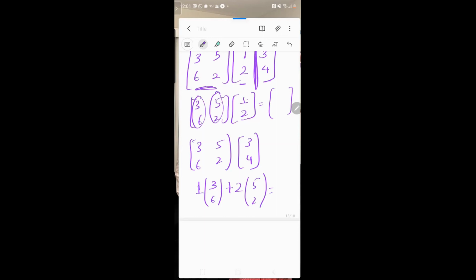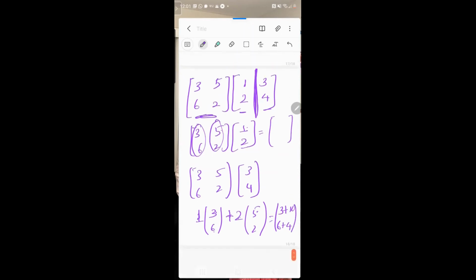Now the way this goes is, you're supposed to multiply this 1 to this 3. So you get 1 times 3 as 3. Then you're supposed to add this 2 multiplied with this 5, that's 10, right? Yeah. So then you multiply this 1 to this 6, that's 6. Then you multiply this 2 to this 2, that's 4. So you get 13, 10, right? Yeah. Does that make sense?